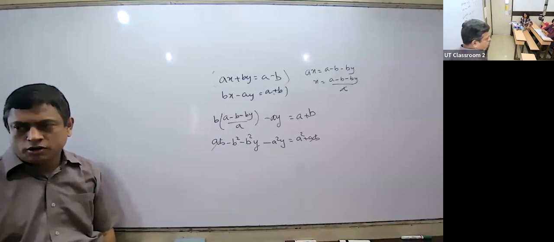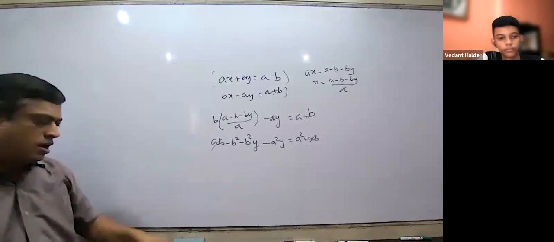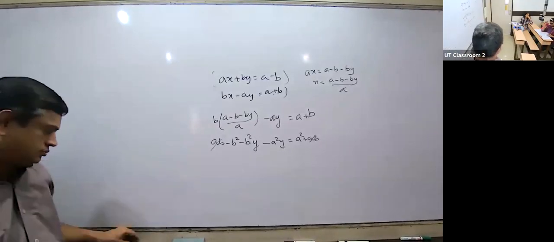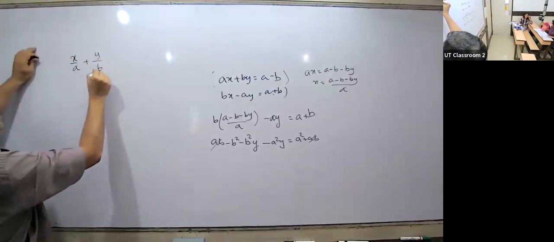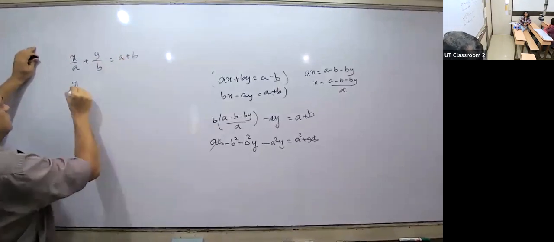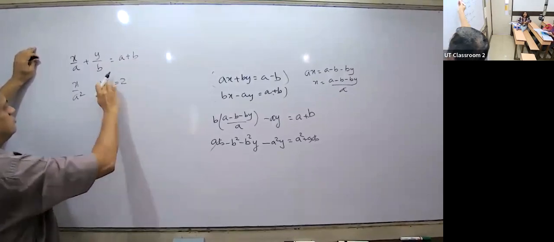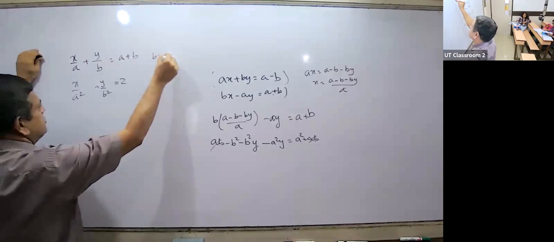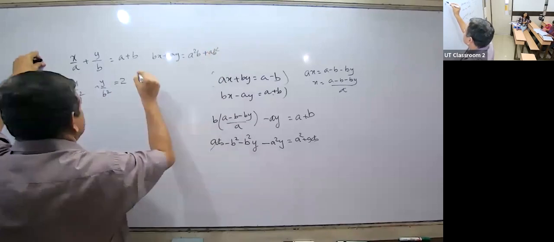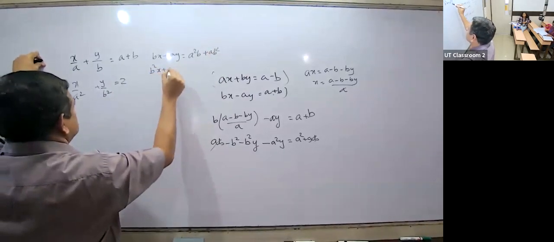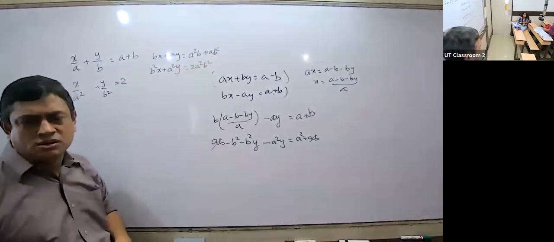Any other problem? I also have a doubt. Read the question: x upon a plus y upon b equals a plus b, and second, x upon a square plus y upon b square. Multiply by ab, so bx plus ay is equal to a square b plus ab square. In the same way, b square x plus a square y is equal to 2a square. You said that. What is the problem for you?